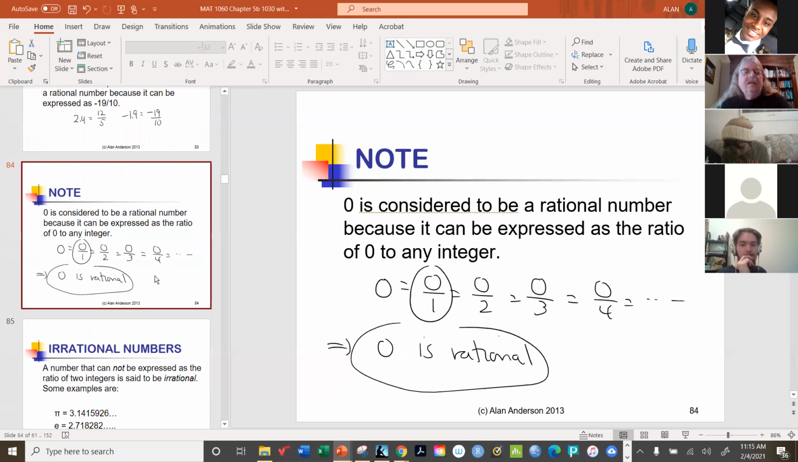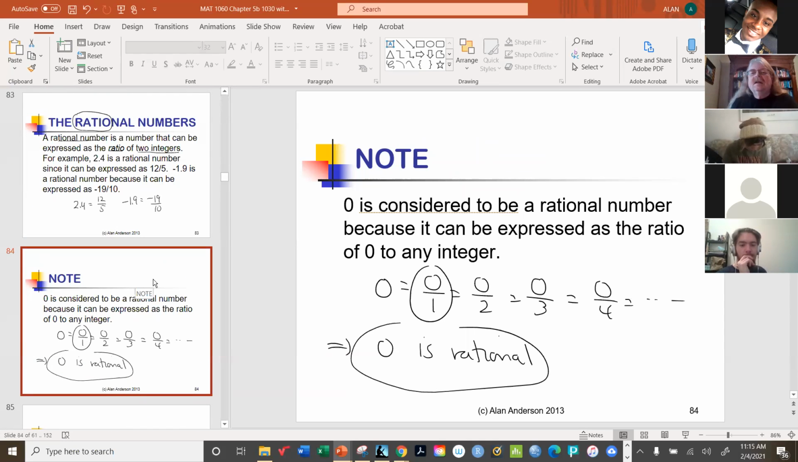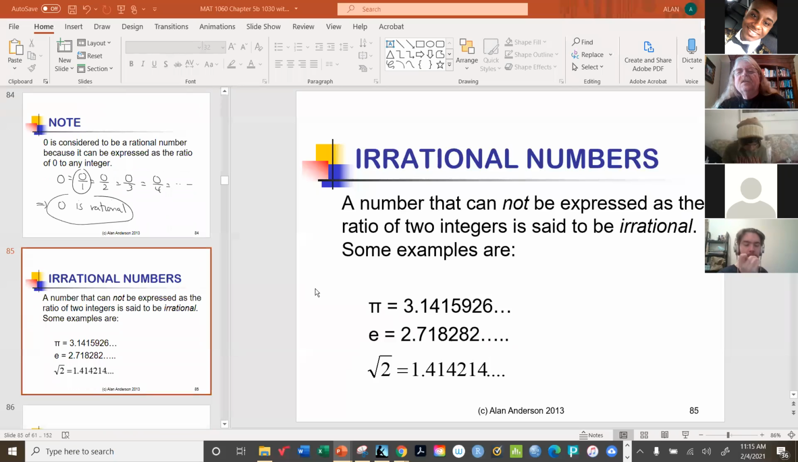Now, in terms of English, what is the opposite of rational? Irrational, that's right. So if a rational number is a ratio of two integers, it must be the case that an irrational number cannot be expressed as the ratio of two integers. Now, here's the classic example that you're all very familiar with. It's your old friend pi.